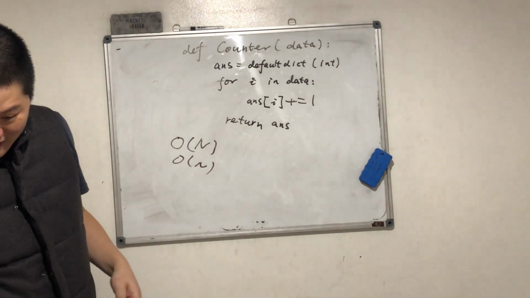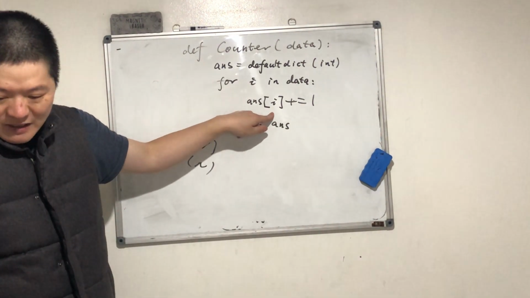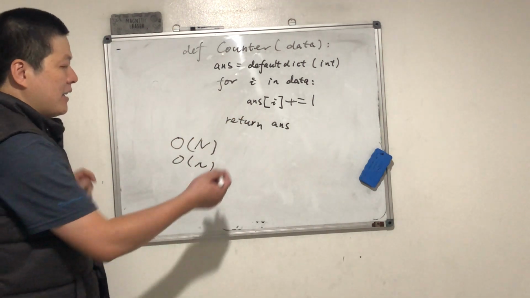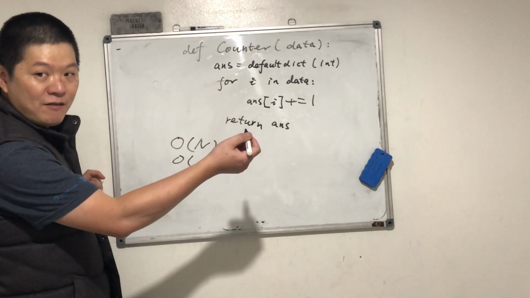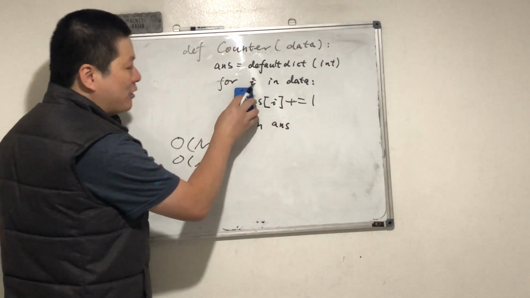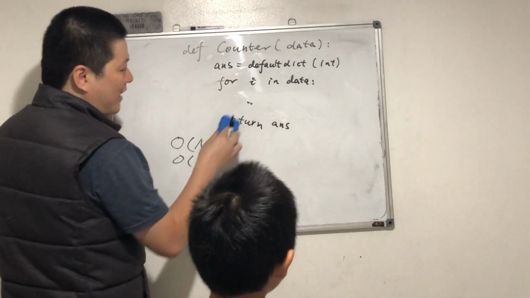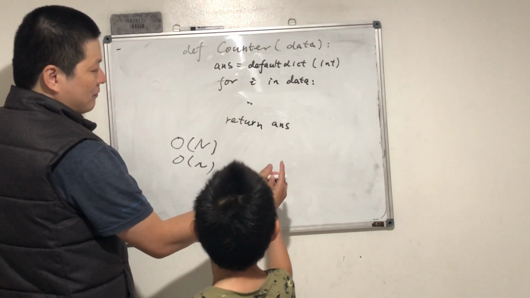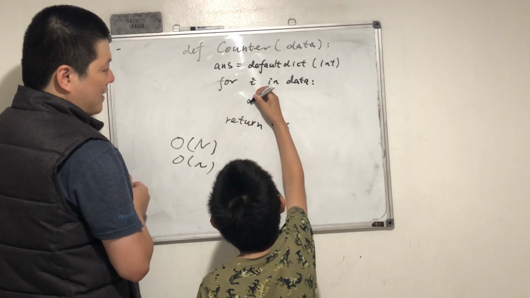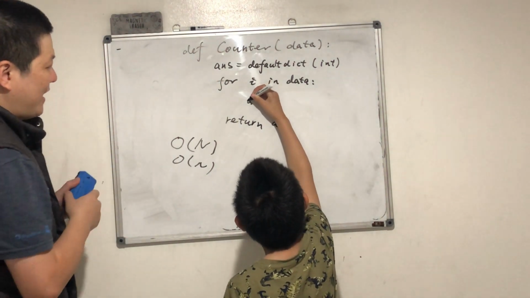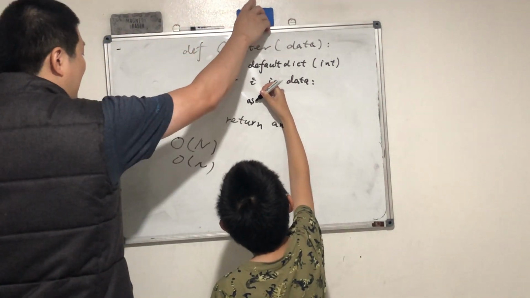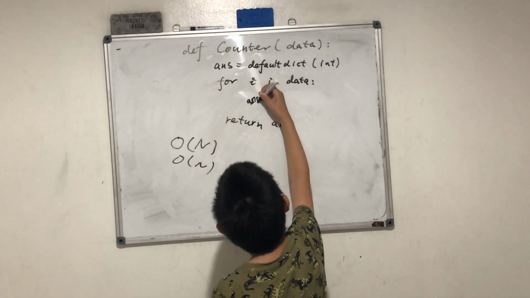And that's it. Okay, answer i plus equal 1. Look, this is the key value. Ryan, do you want to erase this bit? Can you fill it in? The answer is the dictionary. Answer i plus equal 1, right?